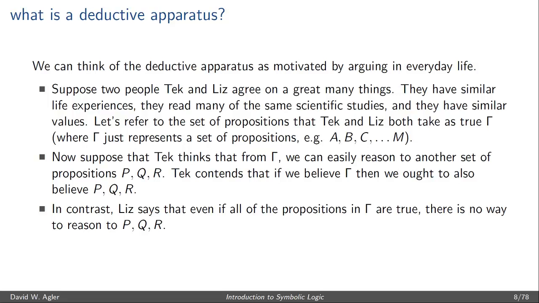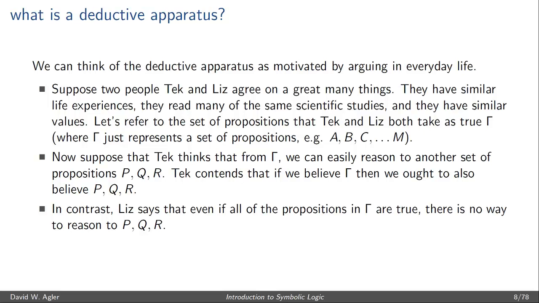It's helpful to get a more intuitive notion of the deductive apparatus, and we can think about this in terms of everyday life. Let's take two people, Tech and Liz, and assume that they agree about a bunch of stuff. They have similar life experiences, they agree upon the results of similar scientific studies, they have similar values, so we can abbreviate all the things they accept as true as gamma. And gamma is just a list of formulas, sentences, or propositions that express the things that they accept as true.